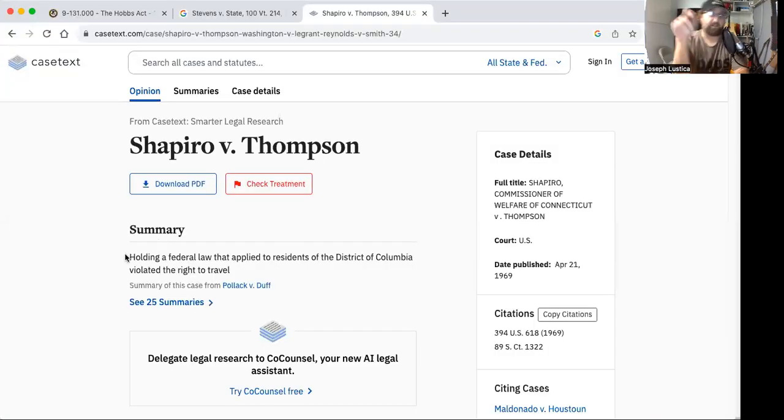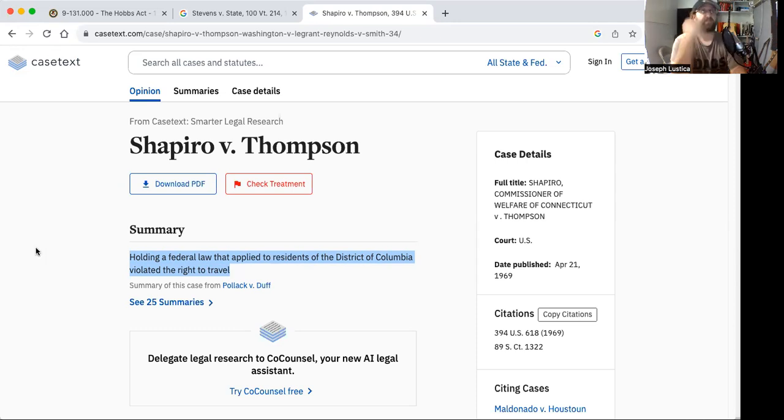And today we're going to talk about your right to travel. This is a court case, Shapiro versus Thompson. And it's very clearly stated right in the summary, holding a federal law that applied to residents of the District of Columbia violated the right to travel. So there was a federal law holding residents of the District of Columbia violated the right to travel.